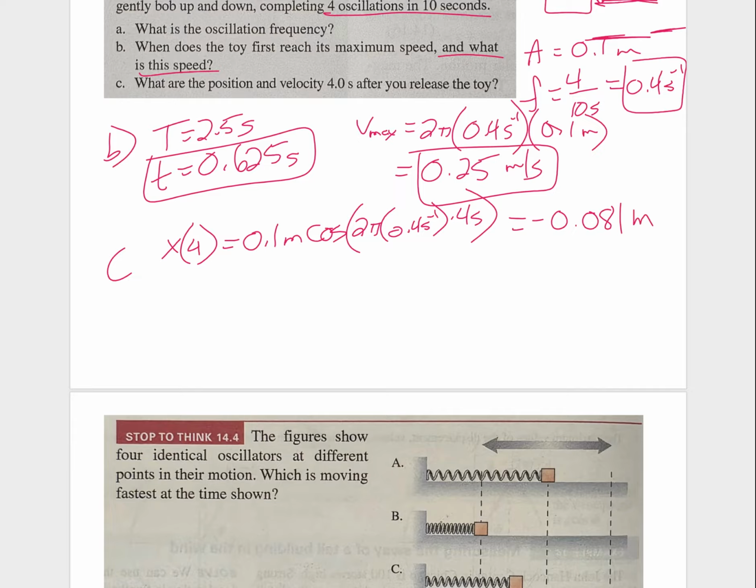Now, is that what we thought? Yes. Something below the equilibrium point? Yes. Pretty close to 10 centimeters, right? 8.1 centimeters. So yeah, that makes sense. Okay, now what is the velocity at 4 seconds?